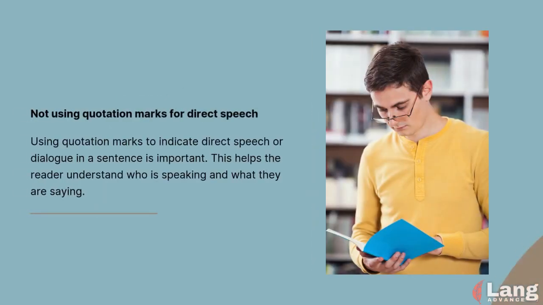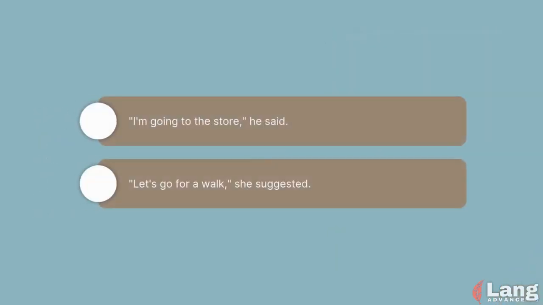Not using quotation marks for direct speech. Using quotation marks to indicate direct speech or dialogue in a sentence is important. This helps the reader understand who is speaking and what they are saying. For example, "I'm going to the store," he said. "Let's go for a walk," she suggested.